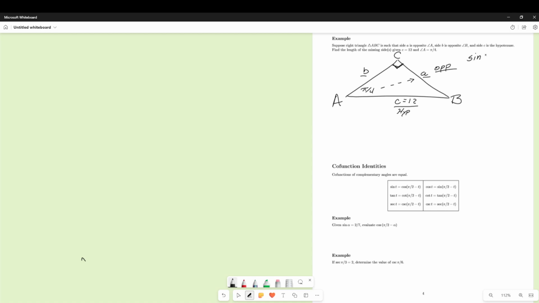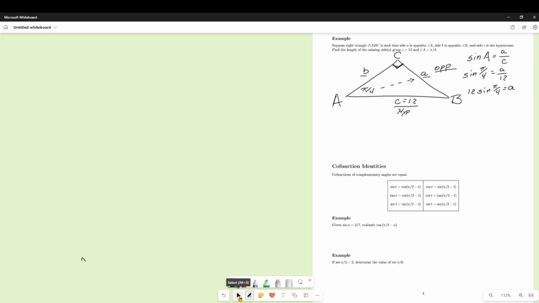So the sine of our angle A should be our side opposite in ratio to our hypotenuse. That's our definition for sine when A is the opposite side and C is the hypotenuse. So the sine of pi over 4 should be equal to A over 12. If we want A, multiply both sides by that 12. So 12 sine pi over 4 is equal to A.